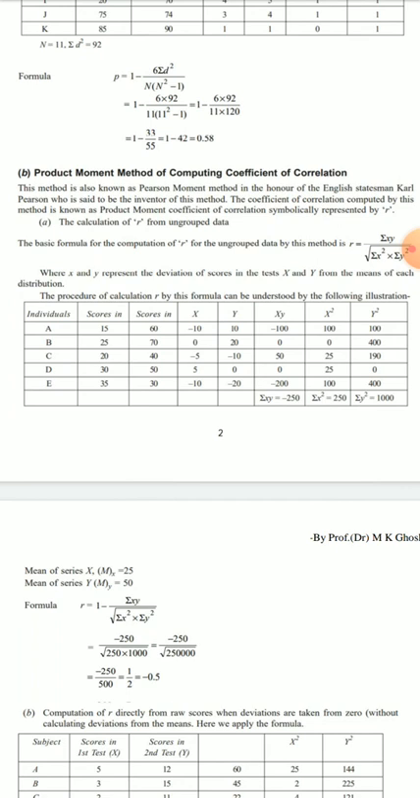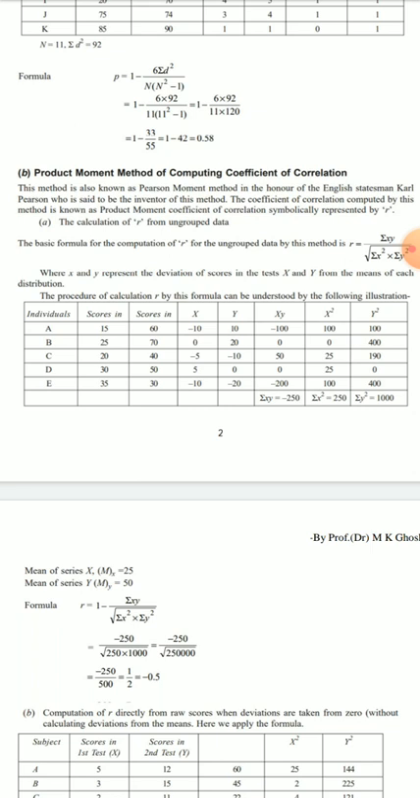A question comes in your university exam: explain Karl Pearson theory, or write short notes on Karl Pearson theory. A second type of question: explain the product moment method of computing the coefficient of correlation. So how will you calculate, or compute, the coefficient of correlation?